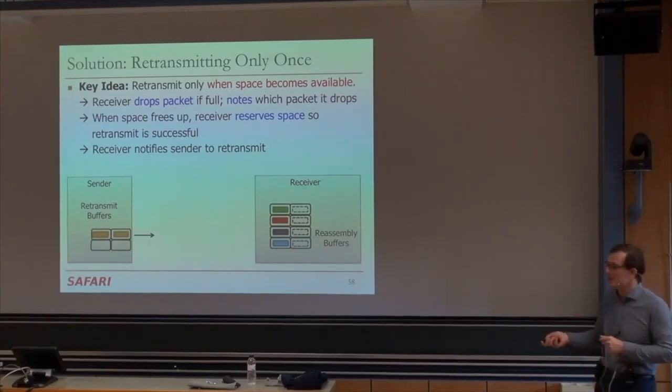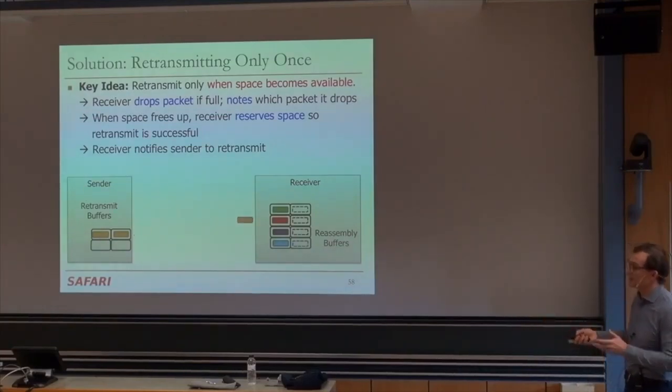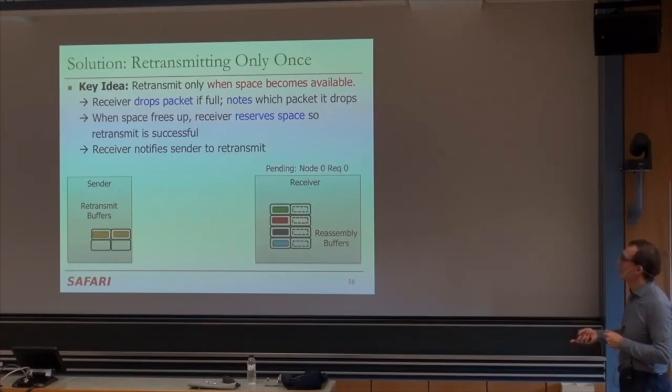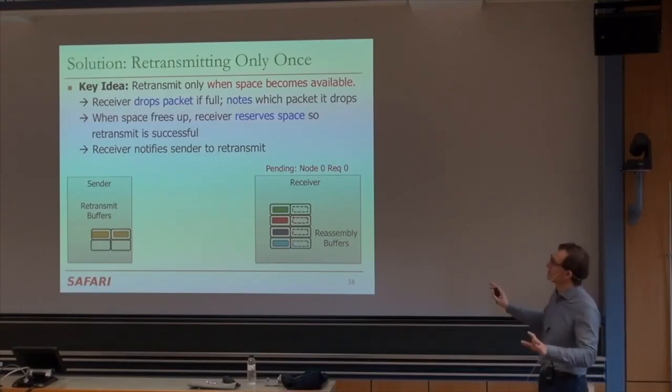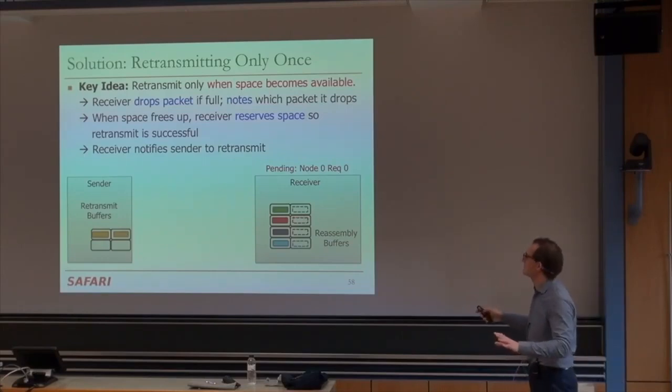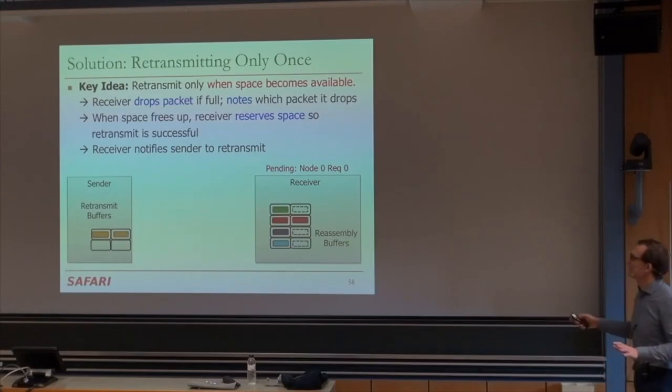So let's take a look at this. Sender is optimistic initially. It sends its packets, its flits directly to the receiver. Receiver drops. Receiver makes a note of which node's request it dropped. Node 0's request 0, it dropped. It basically doesn't tell anything to the sender for some time until something becomes free.